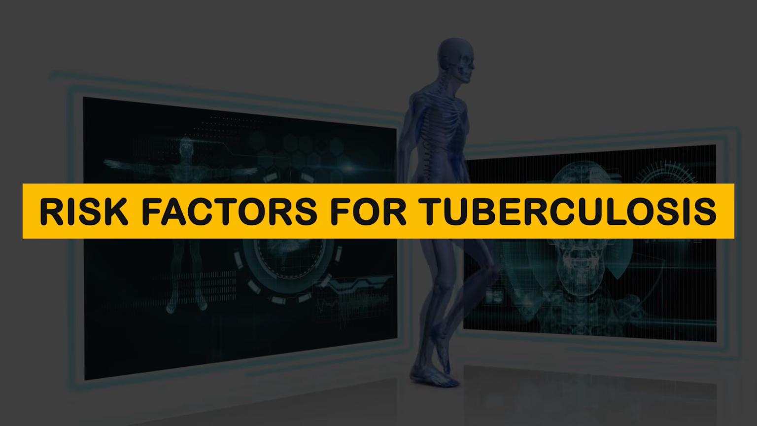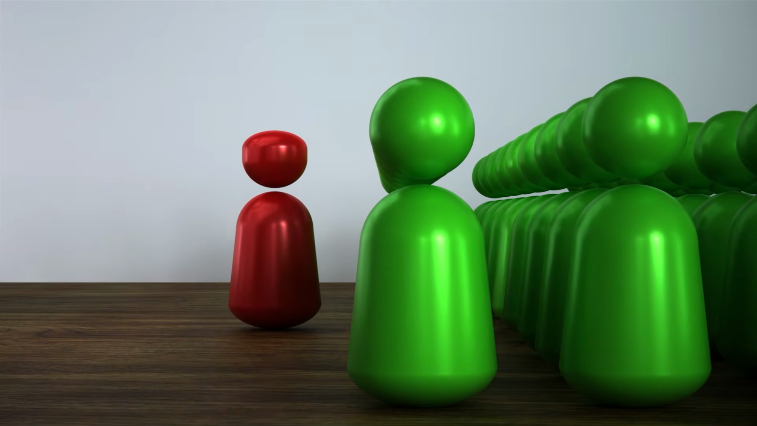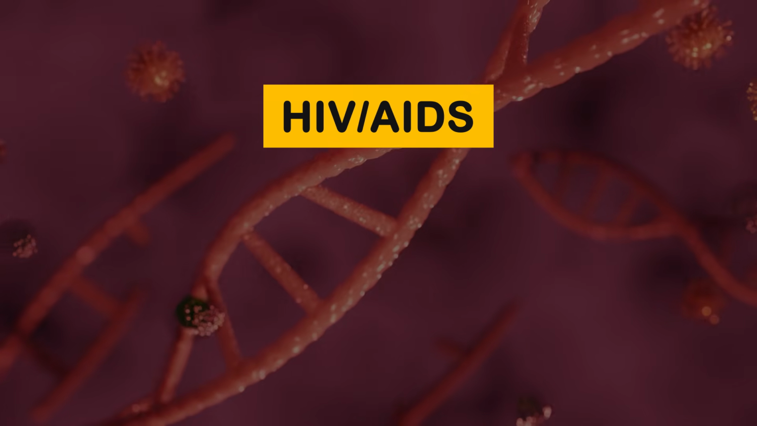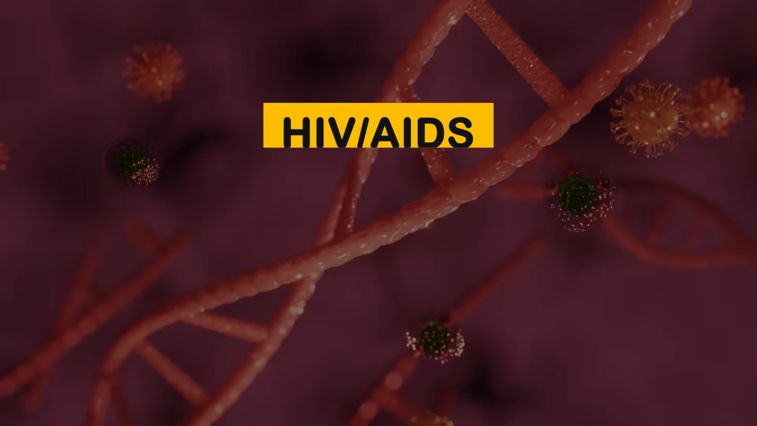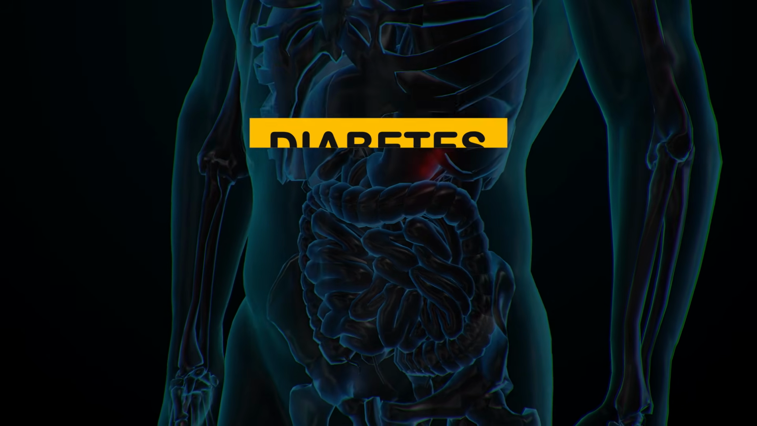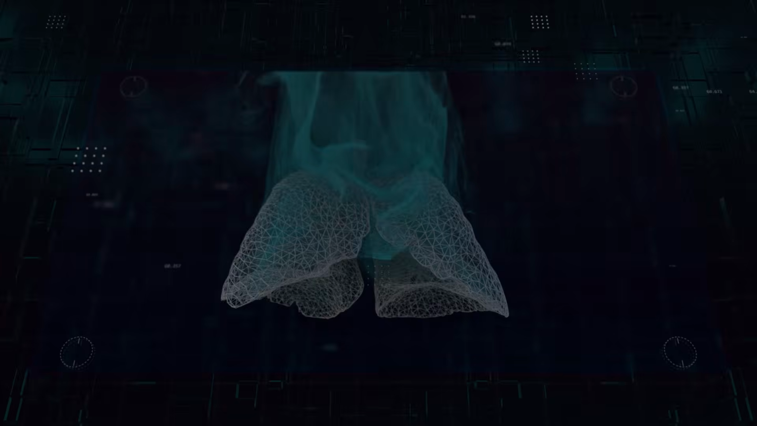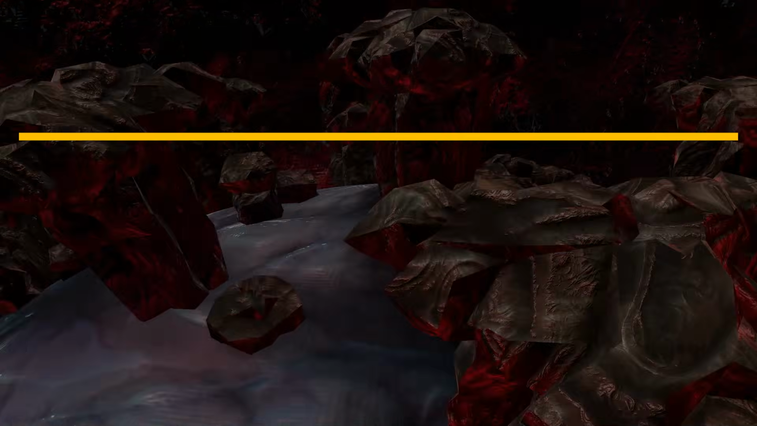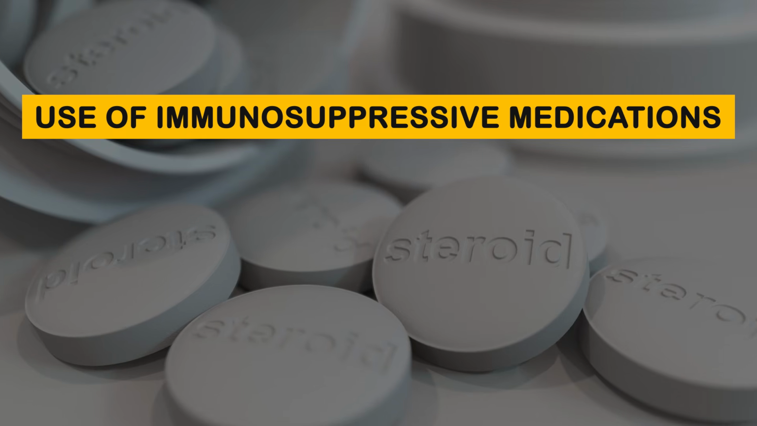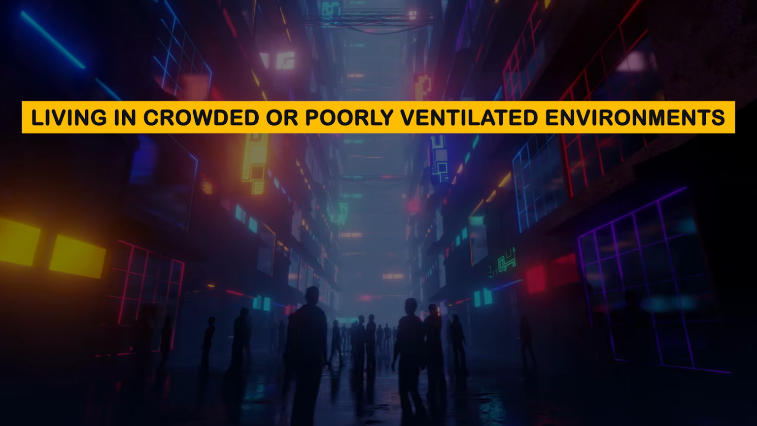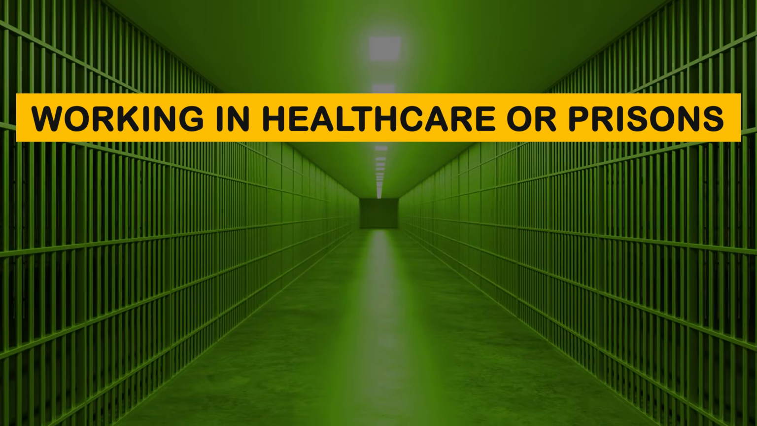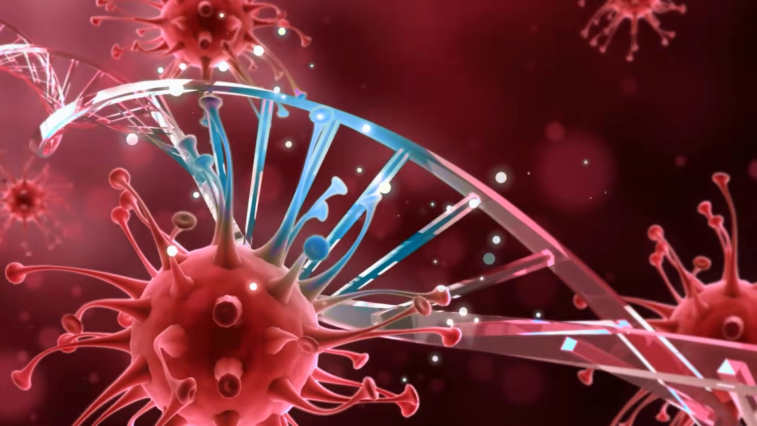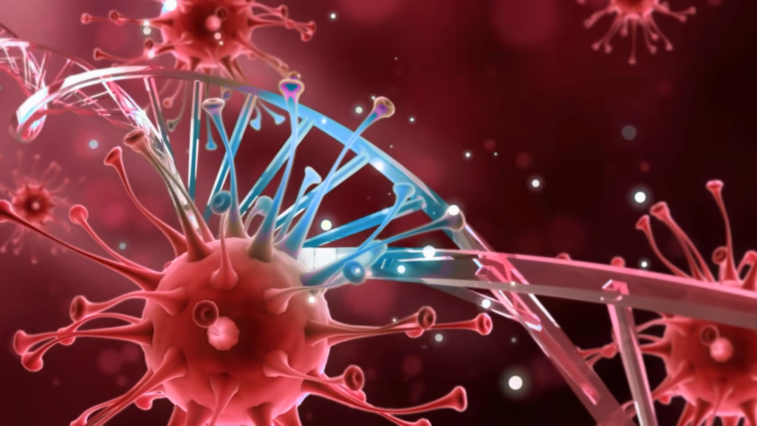Risk factors for tuberculosis. TB does not affect everyone equally. Certain conditions increase the risk of developing active TB: HIV/AIDS, which severely weakens immunity; diabetes, which reduces immune response; malnutrition, which impairs defense mechanisms; smoking, which damages lung tissue; alcohol abuse and drug use; chronic kidney disease; cancer or chemotherapy treatment; use of immunosuppressive medications such as steroids; living in crowded or poorly ventilated environments; working in healthcare or prisons. The strongest risk factor globally is HIV infection, because HIV attacks immune cells that are essential for controlling TB.